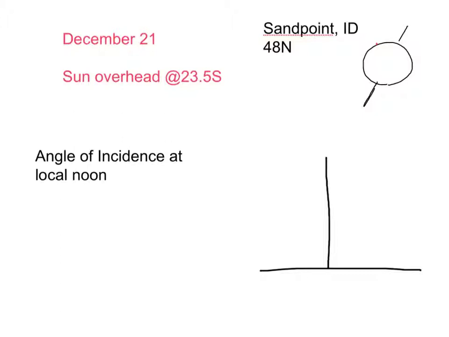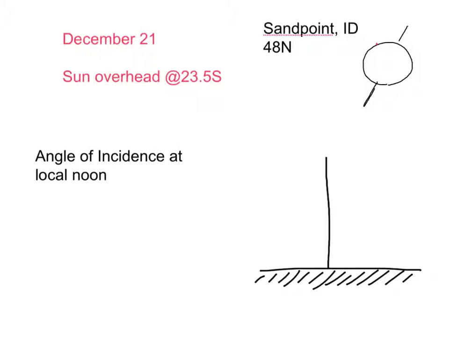Okay, so again, at local noon, at a location at 23.5 degrees south latitude, the angle of incidence is 0, which means the sun is directly overhead, if we're talking about this being sort of the ground area here. So what should we consider as being factors that are going to determine the angle of incidence at Sandpoint, Idaho on this date? Well, there's two pieces of information here.